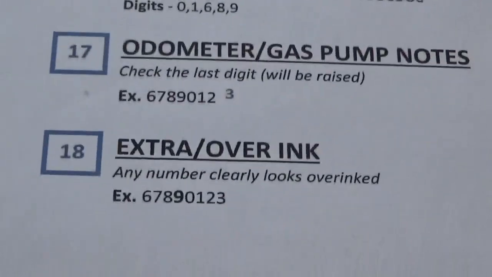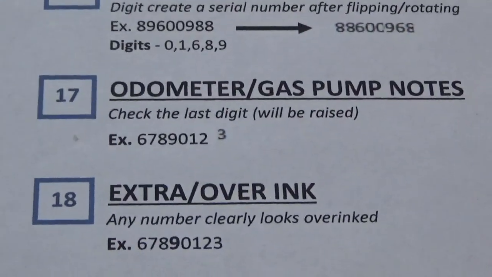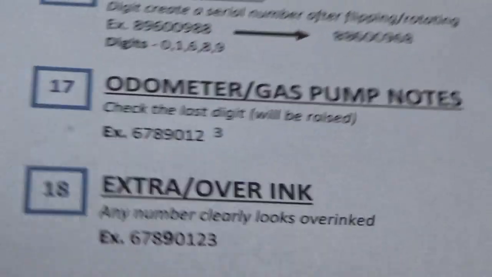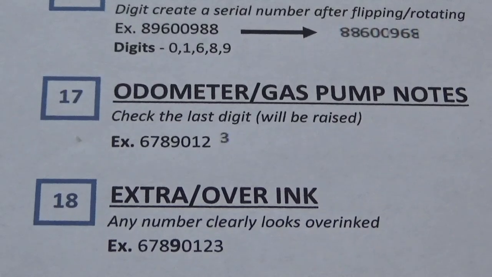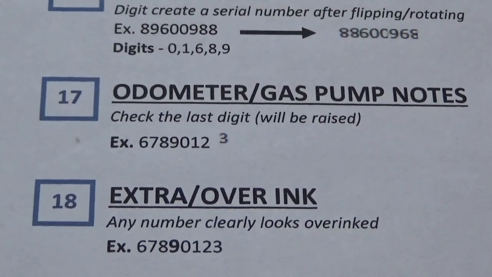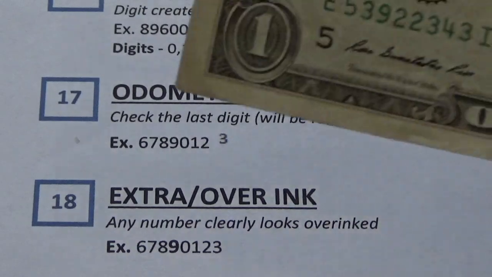Moving on to number 17, the odometer or gas pump note. If you're in your car driving and you see the mileage tick up, in this particular case you see that 3 at the very end. The next digit would be 4 as you approach the next mile. That's what you're looking at, so it's called an odometer or gas pump note.